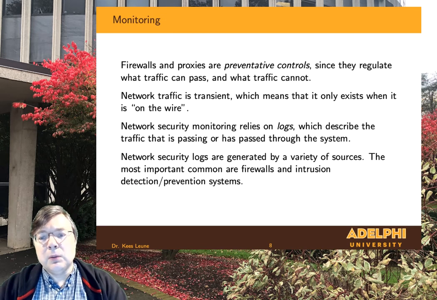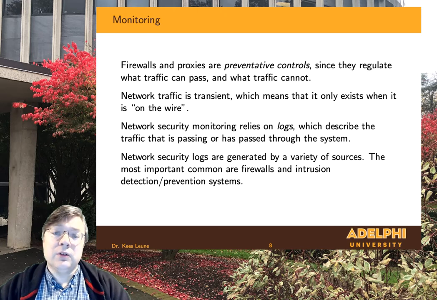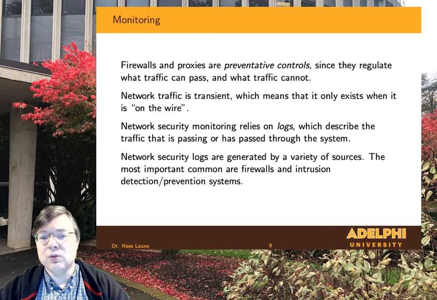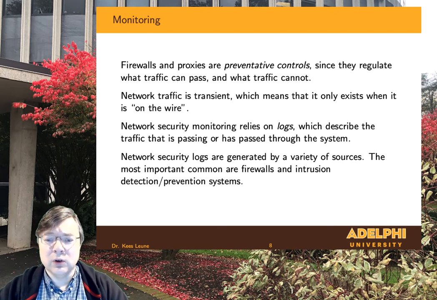Firewalls and proxies are preventative controls because they regulate what traffic can go through and what cannot. But since network traffic is transient, and that means it's only there when it's being passed through the system, when it's on the wire, we can't see it after it happens because it's gone, it's no longer there. It's like looking at a road and trying to figure out what cars passed by 10 minutes ago. It doesn't work that way.